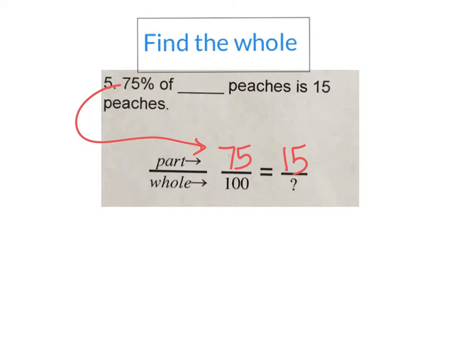And so I'm thinking, 75 to 15, what do I need to do? Well, if I take 75 and divide by 5, I get to 15. So I'm going to do the same thing with the 100. 100 divided by 5 is 20. So 75% of 20 peaches is 15 peaches.